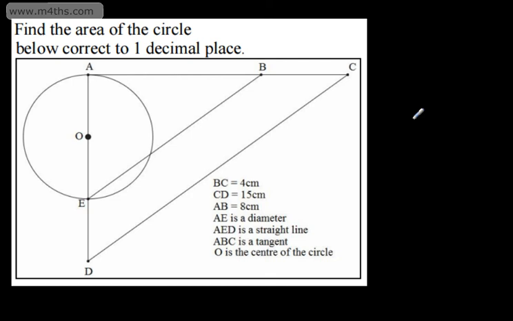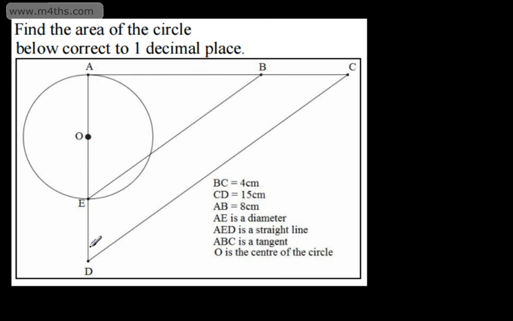Okay, let's look at this one. So what we'll now do is look at these in context. So we'll be told that these are similar triangles. It says find the area of the circle below correct to one decimal place. So we're really stepping this up a bit. I'd suggest that in the question you're told that these are similar triangles.